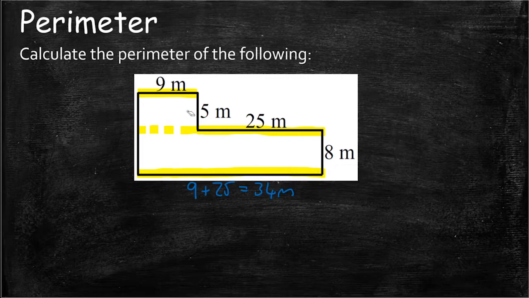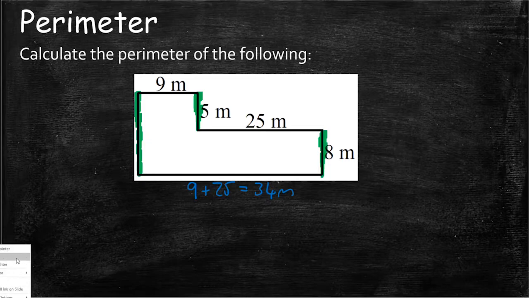Now what we have to do is we have to work out what the length of the left-hand side is. Because what do we know? We know that this length is 5. We know that this length is 8. And if we go up here and then up there, that's the same as this length on the left-hand side. So how do we work out the length on the left-hand side? Well, we're going to add the 5 and the 8 together. So 8 plus 5 equals 13 meters.